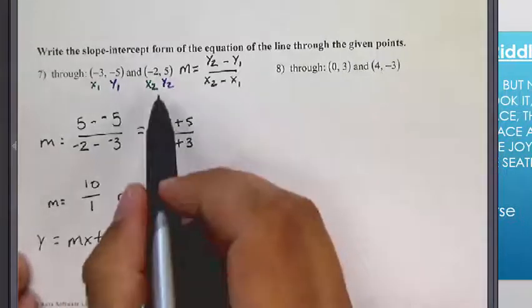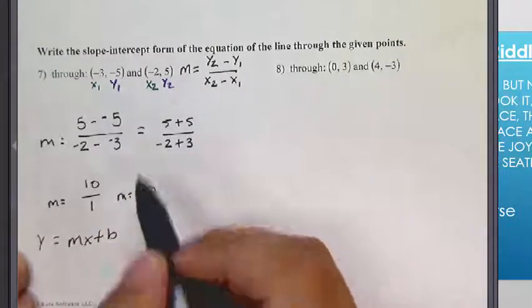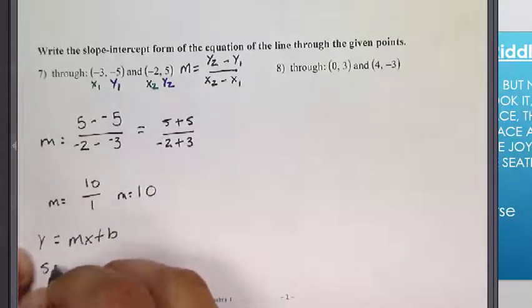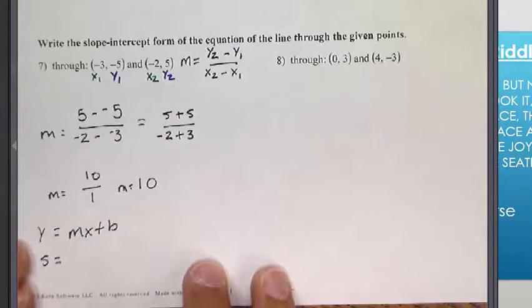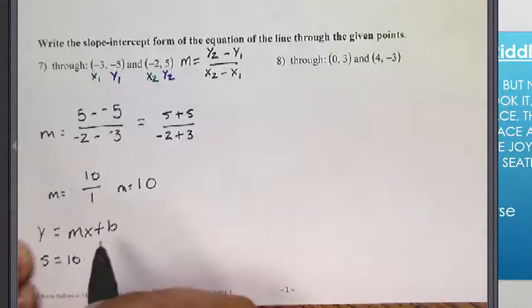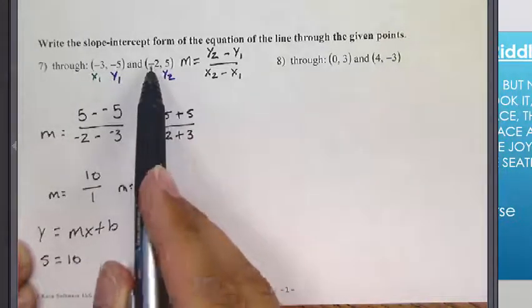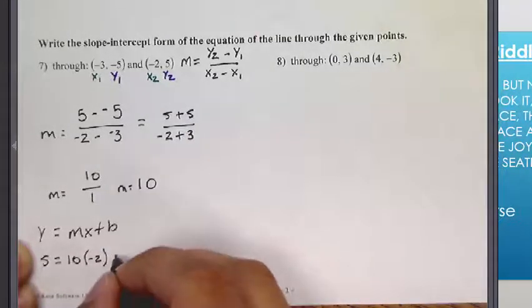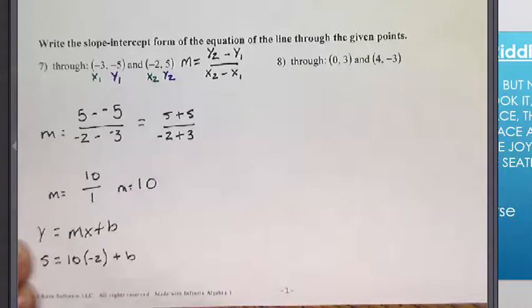So I have my x and I have my y. So my y is 5. So I'm going to sub 5 in for my y. My slope is 10. So I'm going to do 10. And I have my x, which is negative 2. So I'm going to multiply that by negative 2. But the only thing I don't have is my b. And from this point on, we solve.